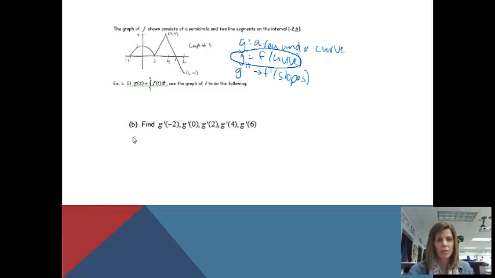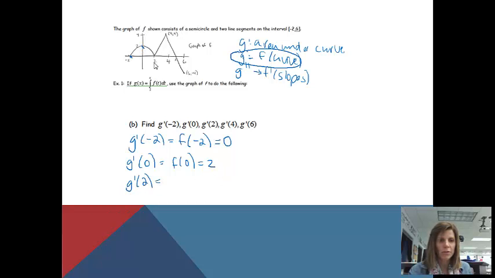So what's happening on the curve? So when I'm finding g prime of -2, I'm actually just looking at what's happening on the function at -2. So if I go to -2, what's happening is the y value there is 0. Okay, and if I'm finding g prime of 0, that's really just f of 0. So at 0, my function is at 2. Then g prime of 2 is the same thing as f of 2. And if I look at 2, that y value is just 0.